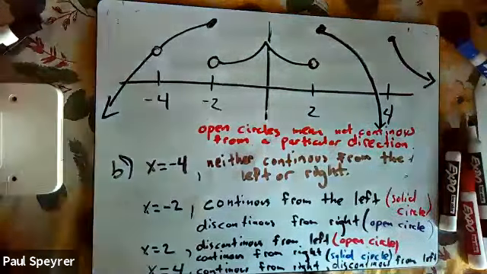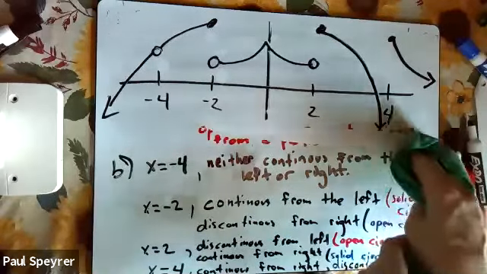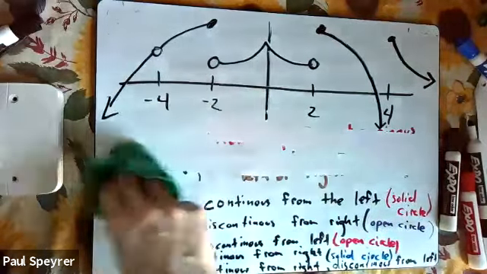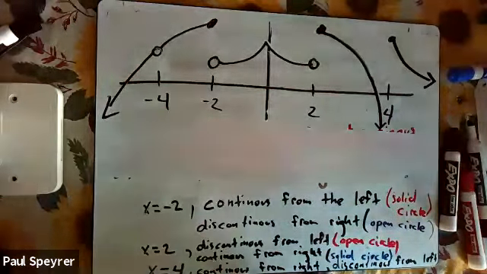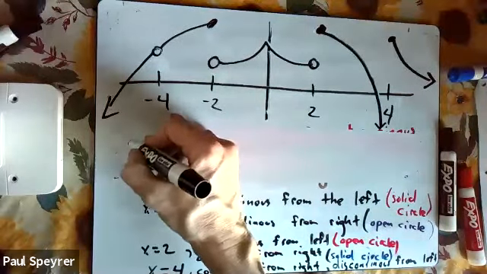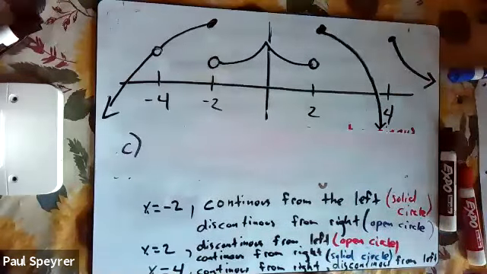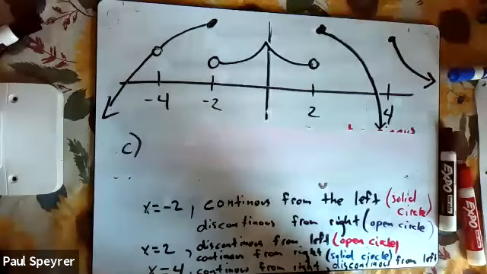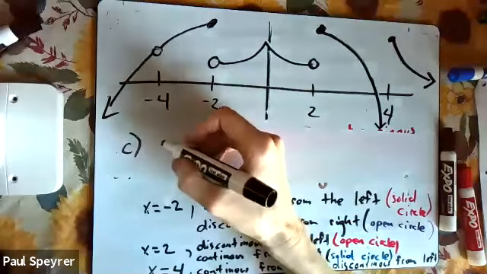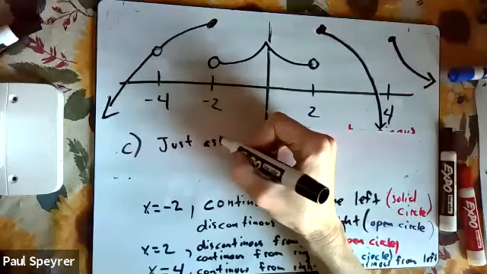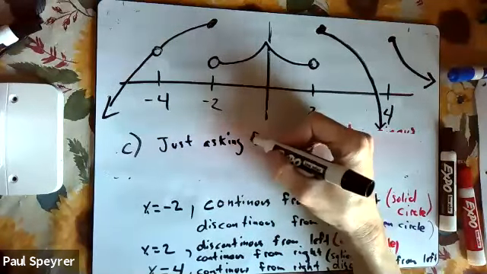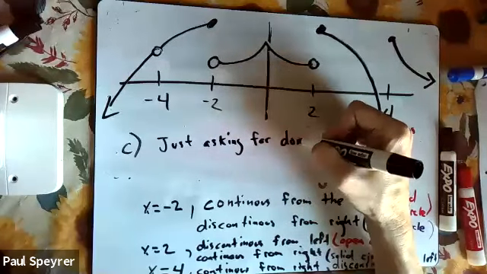All right, and then finally to part C. C just wanted the intervals of continuity, like where is this thing continuous? Now, when they ask you for the intervals of continuity, they're basically asking what's the domain of this. It just means the domain of the function.